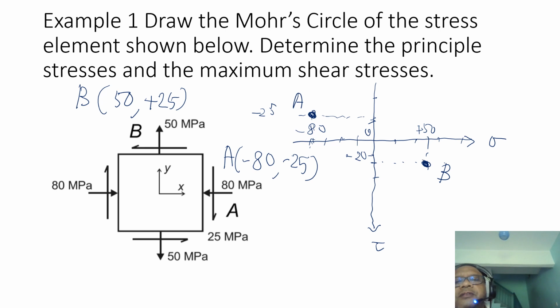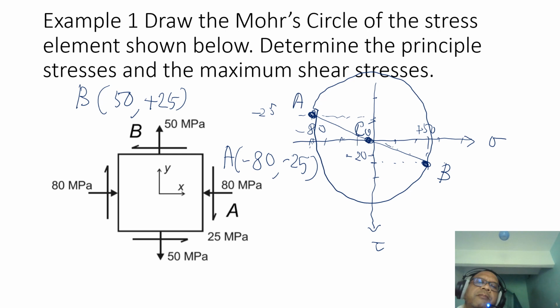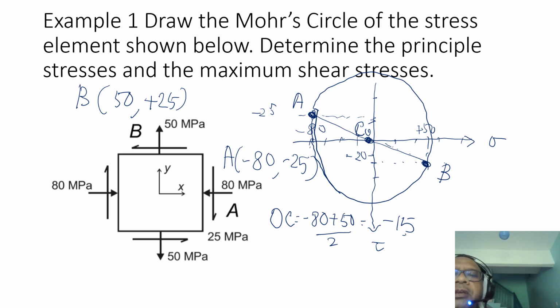So I can draw this, my C is here, the centroid. And then from there I can draw the circle, more or less. So this is how my circle looks like. Not pretty. But we can do the calculation here, like OC is the average of the mean stress, so minus 80 plus 50 divided by 2, so minus 30 divided by 2 is minus 15. So I know that my location here is OC, minus 15 megapascal.